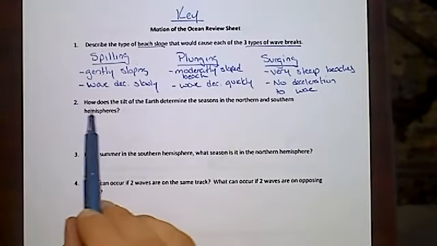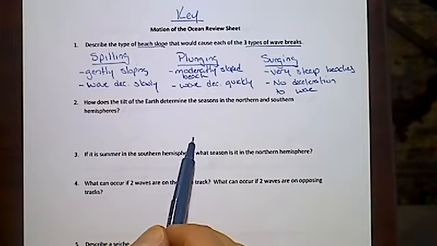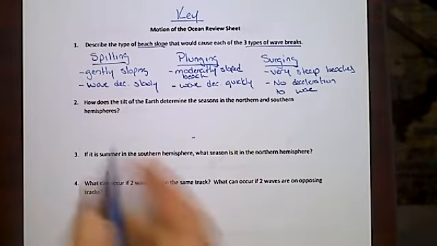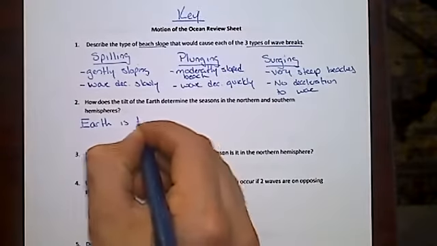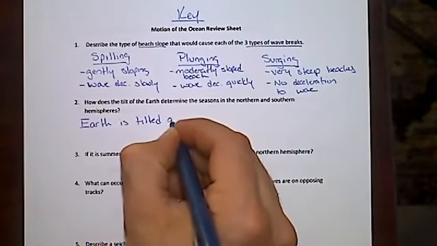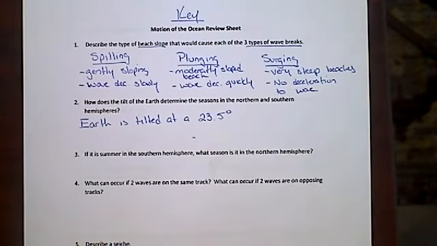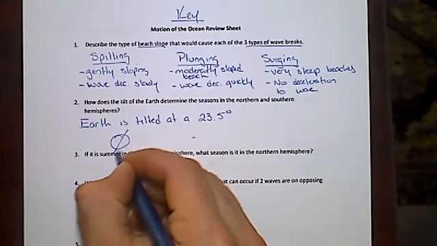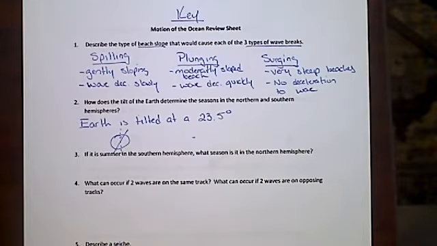So with number two now, how does the tilt of the Earth determine the seasons in the northern and southern hemisphere? I want you guys to remember that the Earth is tilted at a 23.5-degree angle. All right, there's our Earth. It is tilted at this angle off of the vertical.